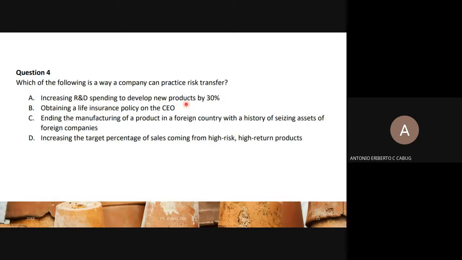How about this one? Which of the following is a way a company can practice risk transfer?